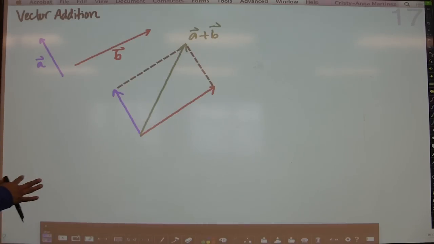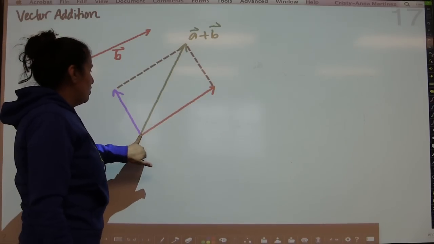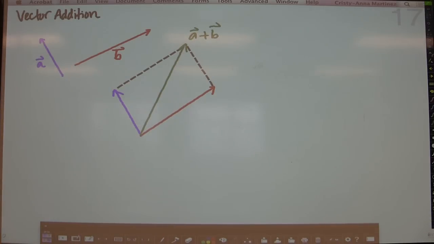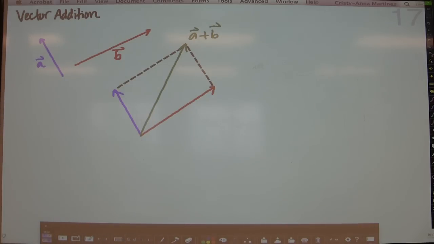So that's your parallelogram method, that you want to always put them tail to tail, and then draw the diagonal from where the two tails meet to the opposite corner. All right, and then you have a triangle method. The triangle method is when you take the two vectors and you put them tail to tip. In the parallelogram method you put both tails together, but in the triangle method, you would put tail to tip.